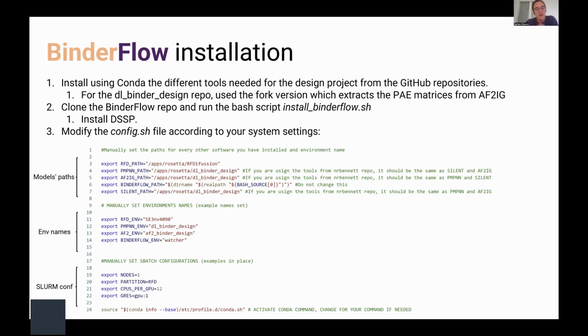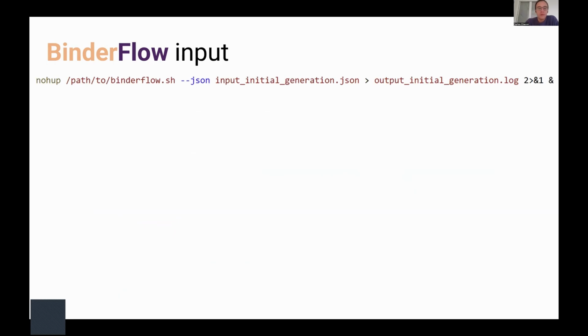Then, lastly, you have to modify the config.sh file according to your system settings. In this file, which is inside the binder, you have to specify your models path, the names of the model environments, and also your personalized configuration. BinderFlow runs as a background job, which is this BinderFlow.sh, which detects how many jobs are running, and in case one job finishes, sends another batch, or if enough hits have already been designed, it stops the campaign automatically.